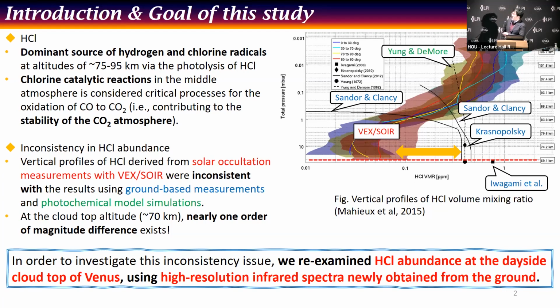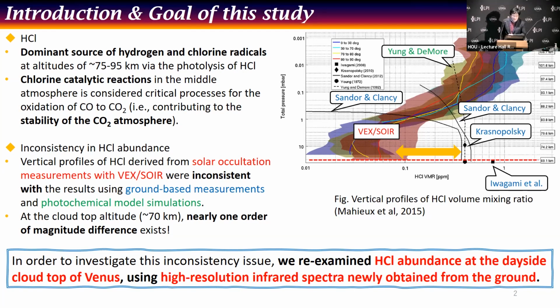As shown in this figure, after the success of Venus Express observations, an inconsistency issue, an issue about HCl abundance, came up. The vertical profiles of HCl derived from solar occultation measurements with the SOIR instrument were inconsistent with the results from ground-based measurements and photochemical model simulations. For example, at the cloud top altitude, nearly one order of magnitude difference exists.